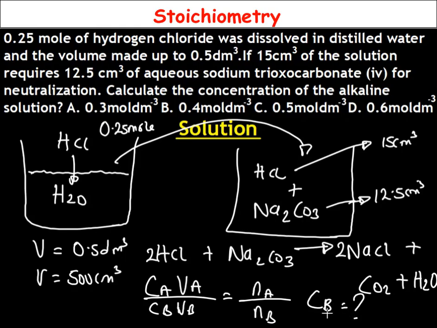Now to solve for Cb, examine your equation. Do we have Ca? Do we have Va? Do you have Vb? Do you have Na and Nb? Now, let me clean up this space.